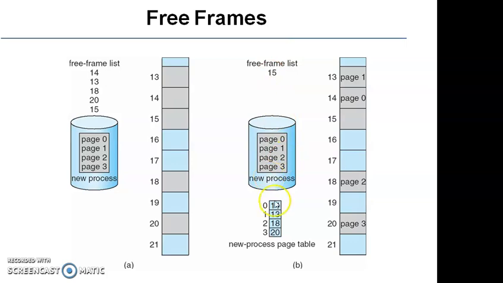And correspondingly we add the information into the physical memory. That is frame number 14, page number 0, and frame number 13, page number 1, frame number 18, page number 2, and frame number 20, page number 3. And this is called after allocation. In the diagram, this table is called the new process page table.